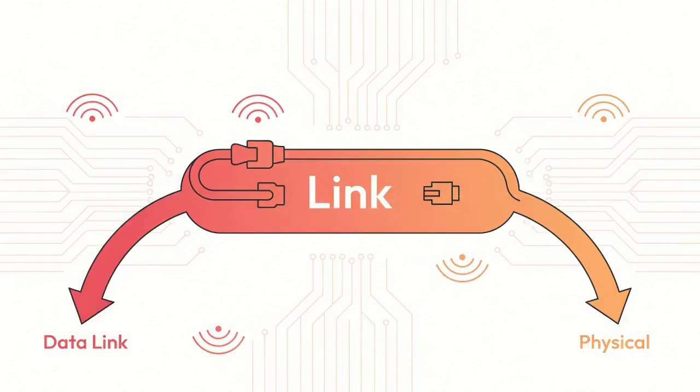At the bottom, OSI layers 1 and 2, physical and data link, merge into the single TCP/IP link layer, sometimes called network access. Ethernet framing, MAC addressing, ARP resolution, and the physical medium itself are all bundled together because in practice, they are tightly coupled and rarely separated.